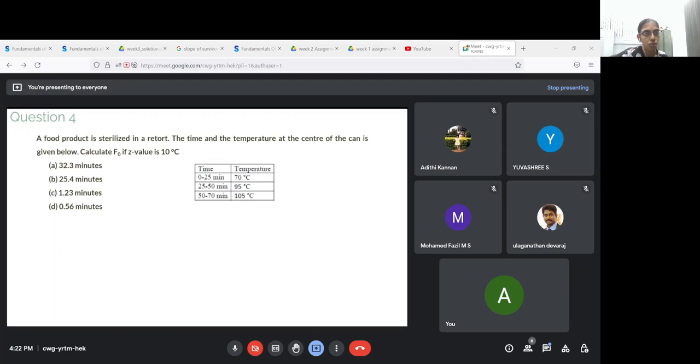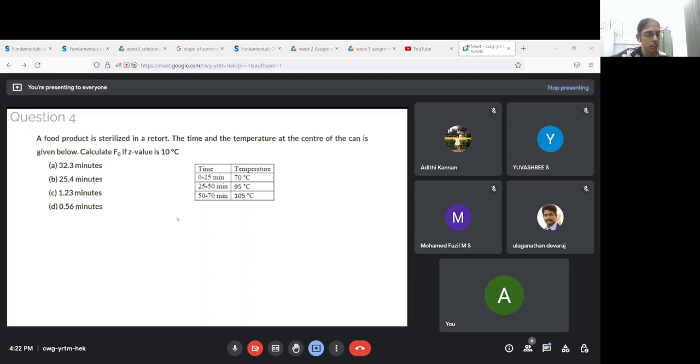Moving on to question 4. A food product is sterilized in a retort. Retort is something like an autoclave where you sterilize by extremely hot water or steam at very high temperatures. So a food product is sterilized in a retort. The time and the temperature at the center of the can is given here. Calculate the F0 if the Z value is 10 degrees Celsius.